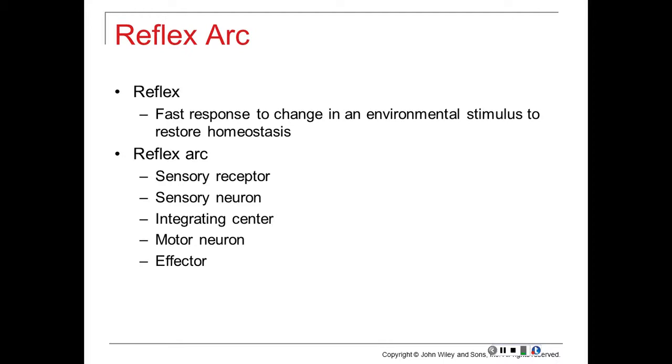Let's talk about reflexes. Reflexes are fast responses to a change in an environmental stimulus, ultimately to restore homeostasis. Reflexes are formed by a pathway called a reflex arc. It involves a sensory receptor, which is receiving the stimulus, a sensory neuron, which is going to carry the impulse back to the central nervous system, some type of integrating center for information processing, then a motor neuron, which is going to carry the motor command back out, and then the effector, which is going to respond. Usually it's a skeletal muscle.